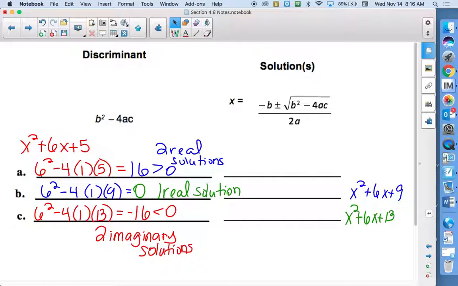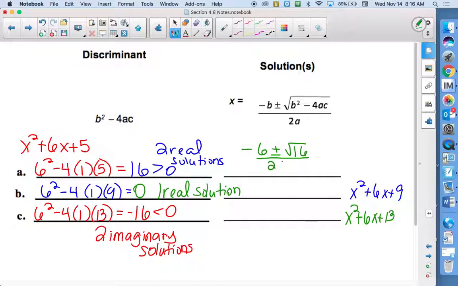So again, we could continue to solve, because now you have that number that's underneath the square root. So we already have this middle piece here, and we would just finish the problem. We would take the negative 6 plus or minus the square root of 16 divided by 2 times 1 to get our answer.